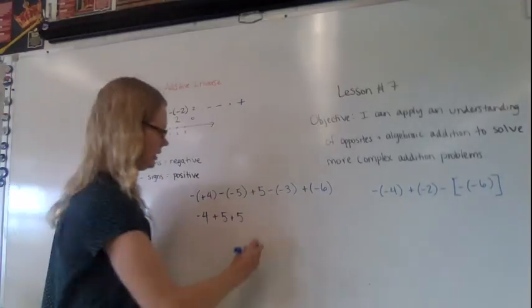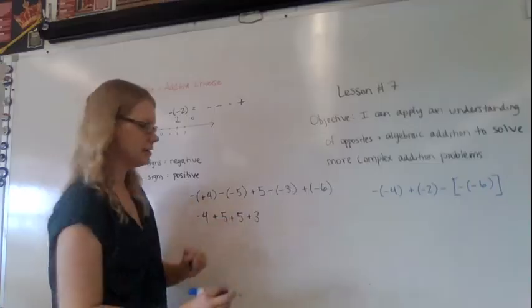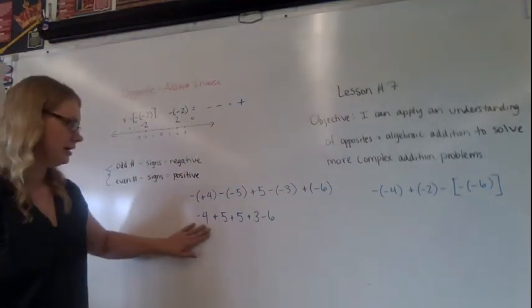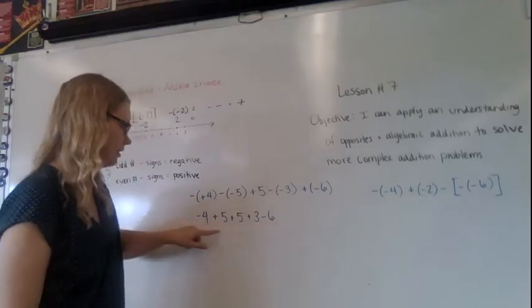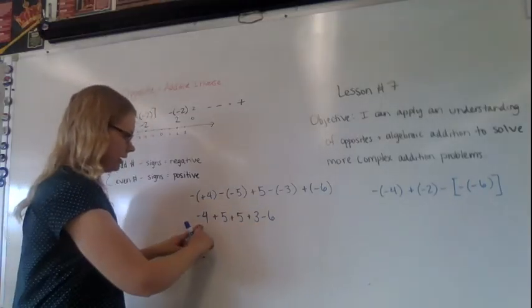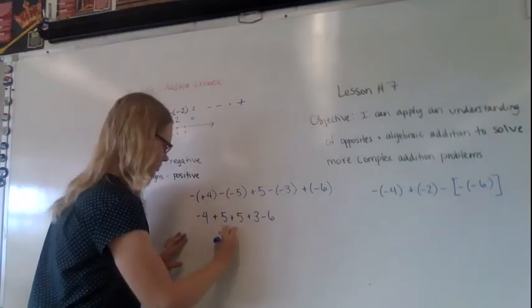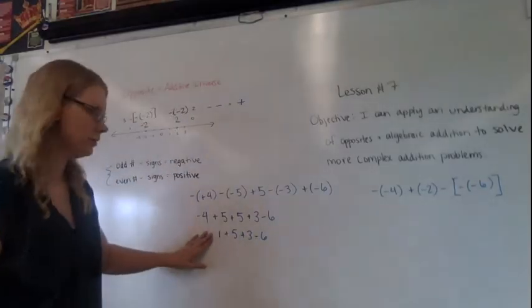Minus negative 3 is the same as plus 3. And then plus negative 6. So that is negative. Leave it like that. Now, probably the easiest way to do this is to move from left to right to solve this. So we've got negative 4 plus 5. That gets us to 1. I'll just write this whole thing. You don't have to show this much work, but I think it might be helpful for this lesson.